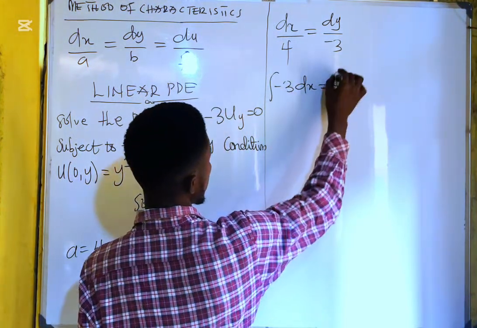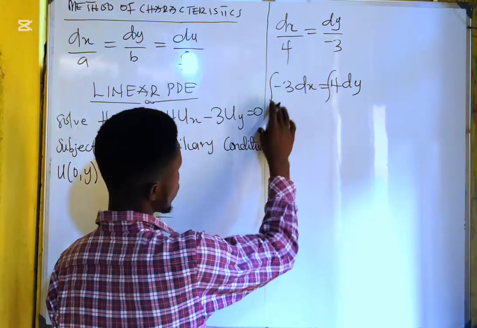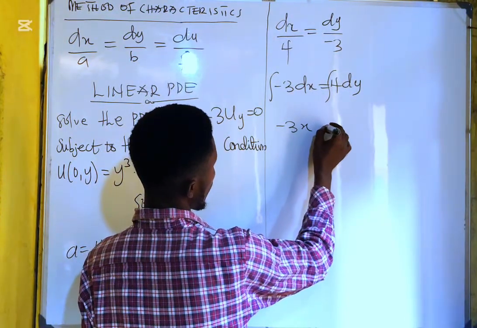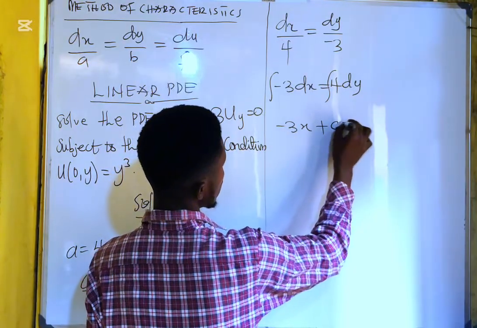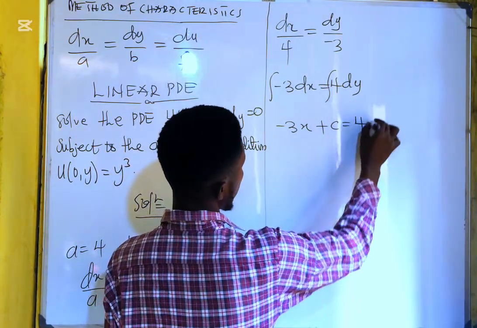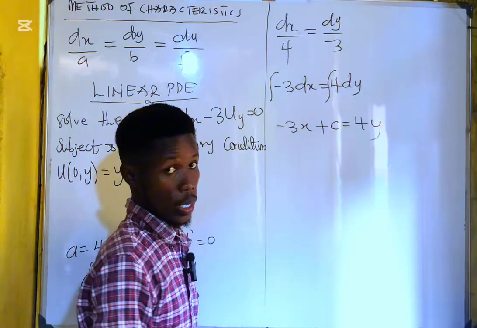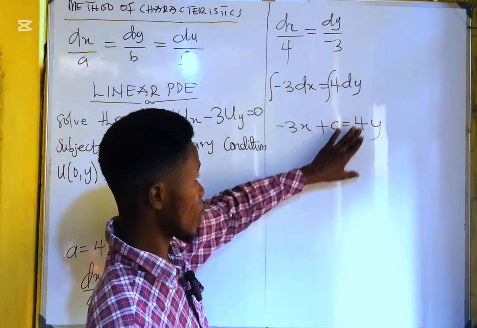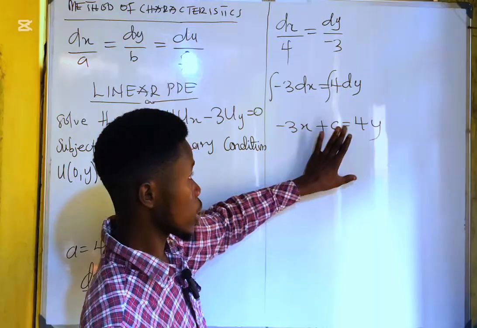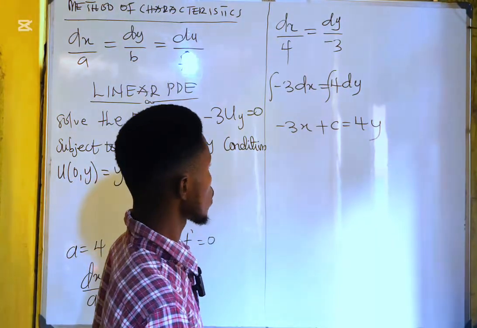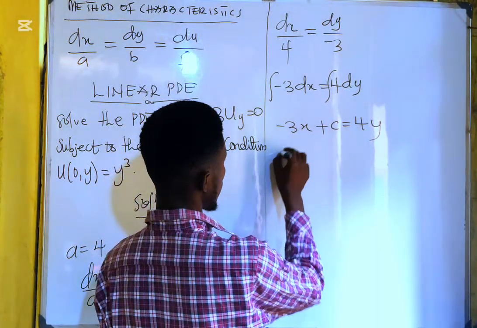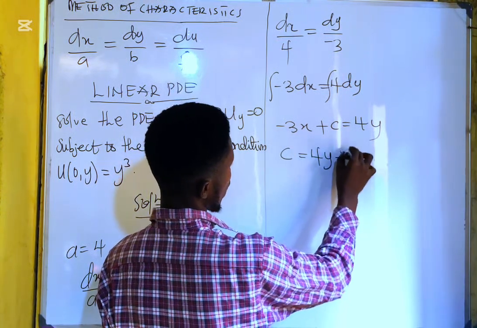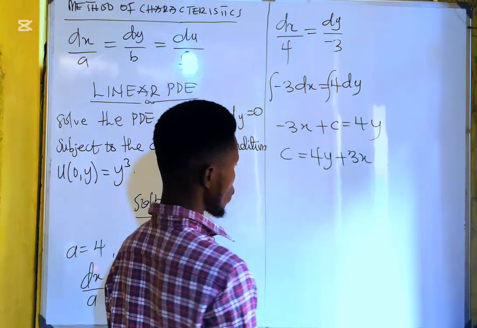Here we can integrate them. If I integrate this, that gives me -3x plus c, because if I integrate this, I'll get 4y. You see here, I'm bringing c because this is not partial. We are using the normal integration, so the constant will still be c. Okay. If I make c the subject, I'm going to have 4y plus 3x.